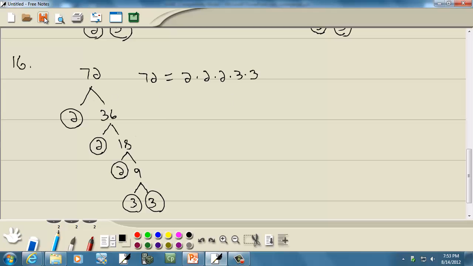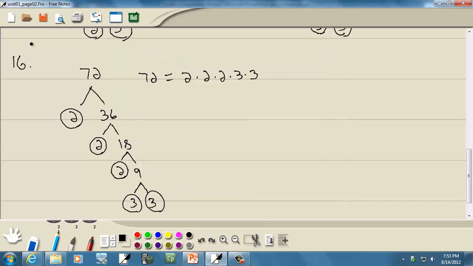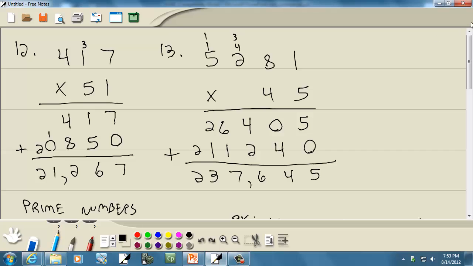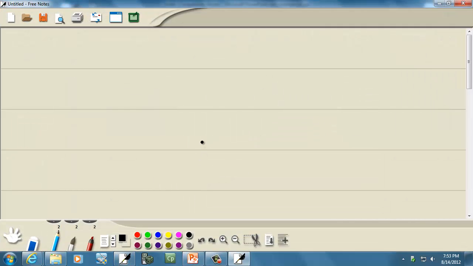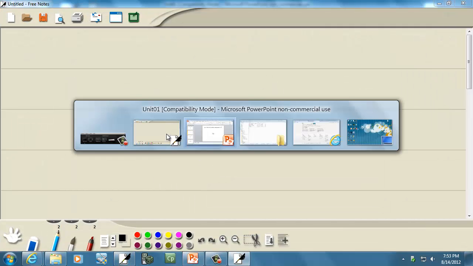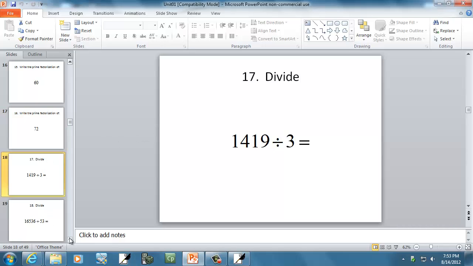Let me save that, and then we'll look at some division. And time for my tablet to blow up. Okay, bring it back up here. There we go. It's a cheap tablet, so it sometimes blows up.